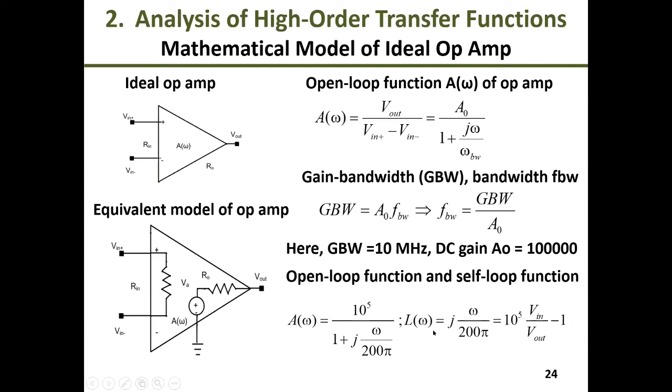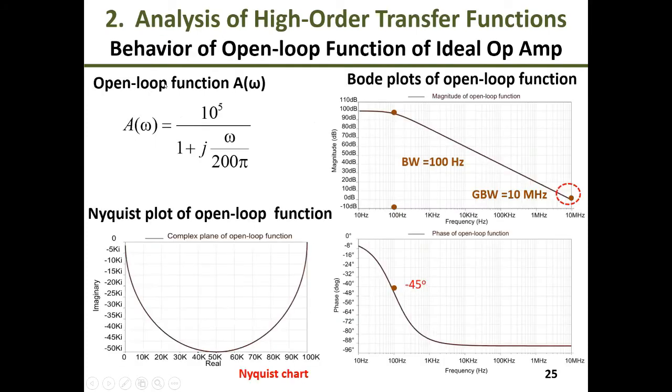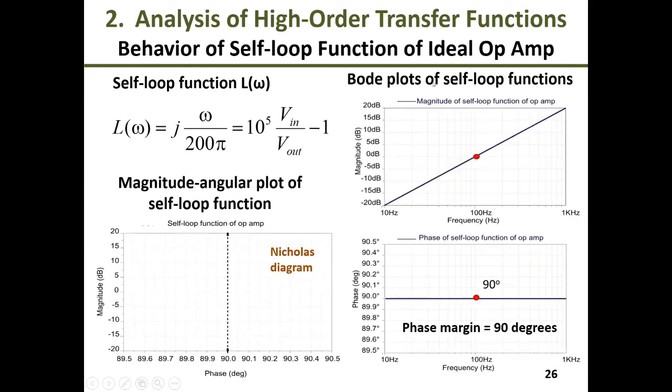And now let us show the behavior of the open loop function. On the Bode plots of the open loop function, we can see that at the bandwidth frequency, the gain is 100 dB, and we can express the open loop using a Nyquist chart as shown on the right. Next, let us show the behavior of the loop gain function in an ideal op-amp. We can define the loop gain function based on the comparison measurement as we reported.